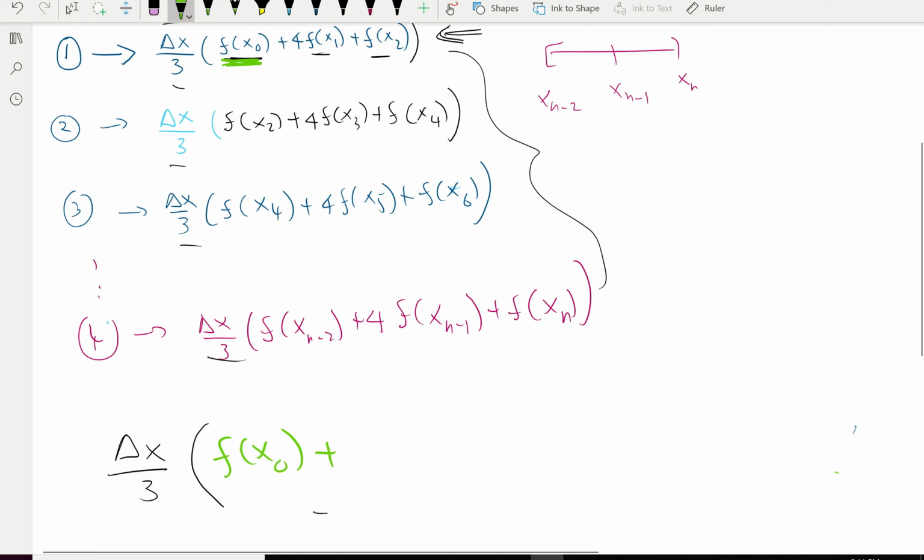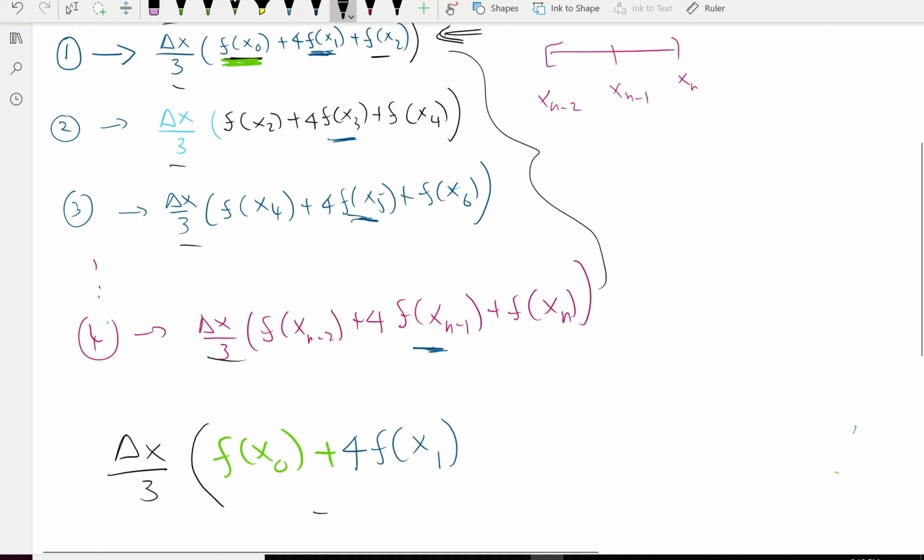Plus, if you look carefully, look at the points that are evaluated where you have a coefficient of 4. So x1, x3, x5 and xn minus 1 have a coefficient of 4. The common thing between them is that their index is odd: 1, 3, 5, n minus 1. n is even, so n minus 1 is odd. So every odd index will have a coefficient of 4.